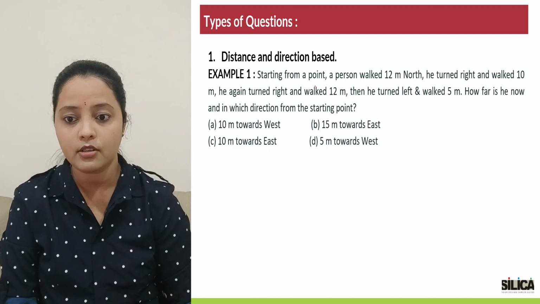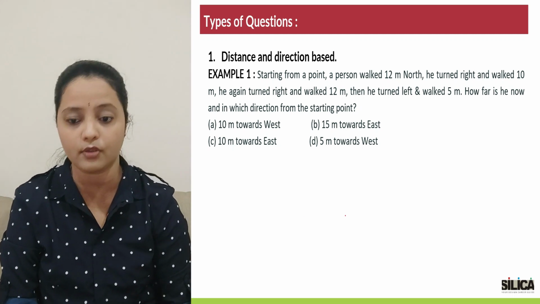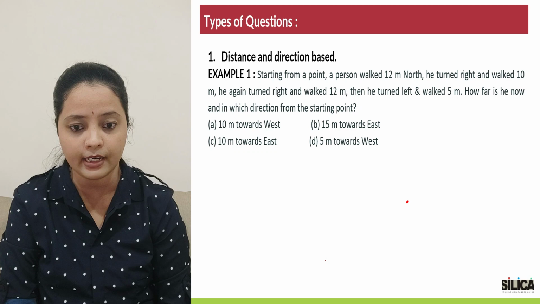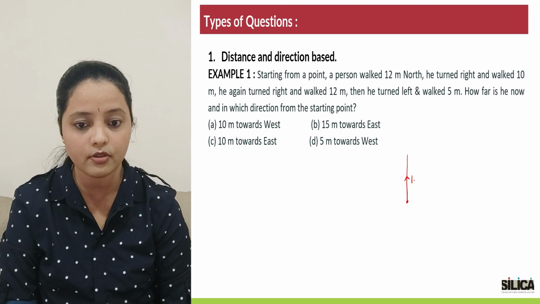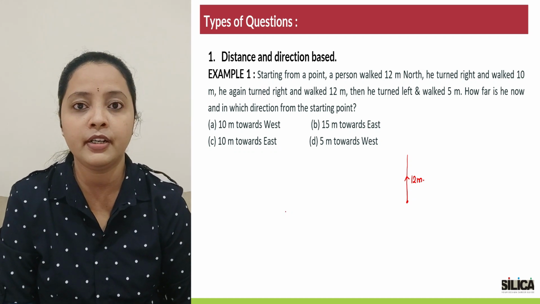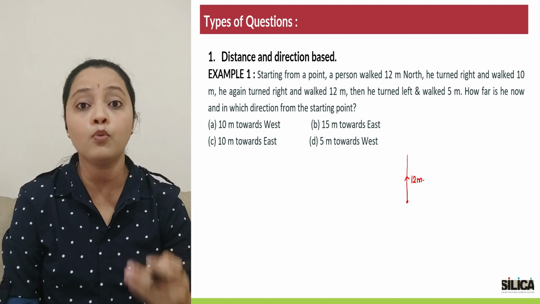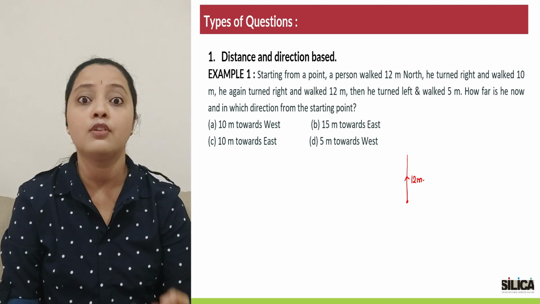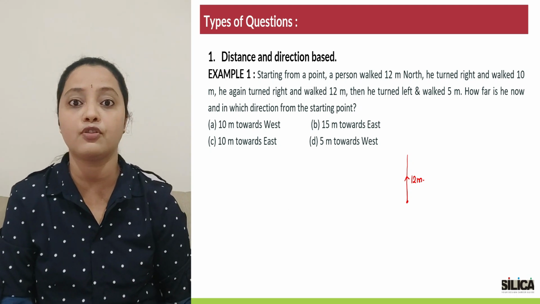Alright, so let's start. They say starting from a point, a person walks 12 meters north. So let's say this is the starting point. The person is going 12 meters north. Now he turns right. Many times we have a confusion about which side is right. So assume as if you are traversing this journey. Your right and the person's right would be the same, and accordingly the confusion should be sorted.